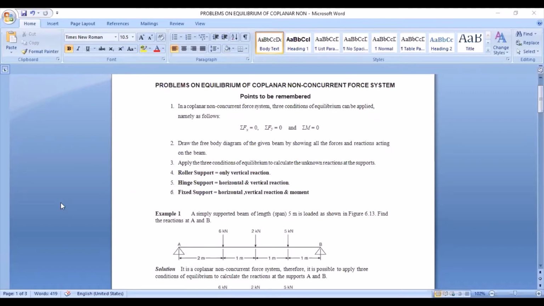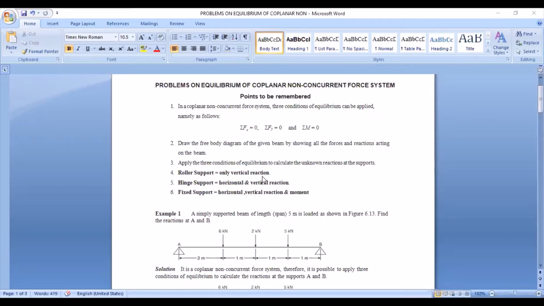Now let us just recall how many reactions there will be for each type of support. We have already studied the types of supports. We know that there are three types of supports. One is a roller support, the other one is a hinge support, and the third one is a fixed support. If there is a roller support, it will have only one vertical reaction. That vertical reaction might be either upwards or downwards. It all depends on the action. If the action is acting downwards, then obviously the reaction will be upwards. So action and reaction will be opposite to each other.